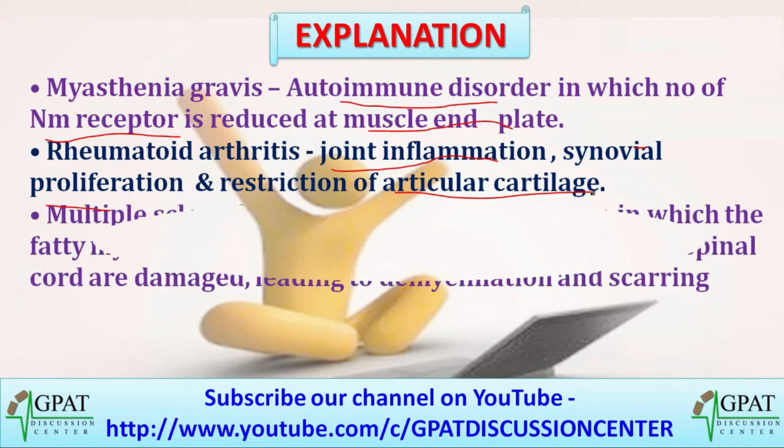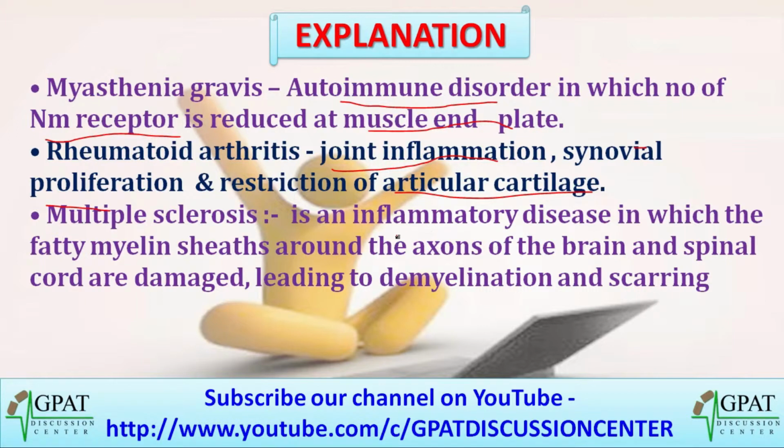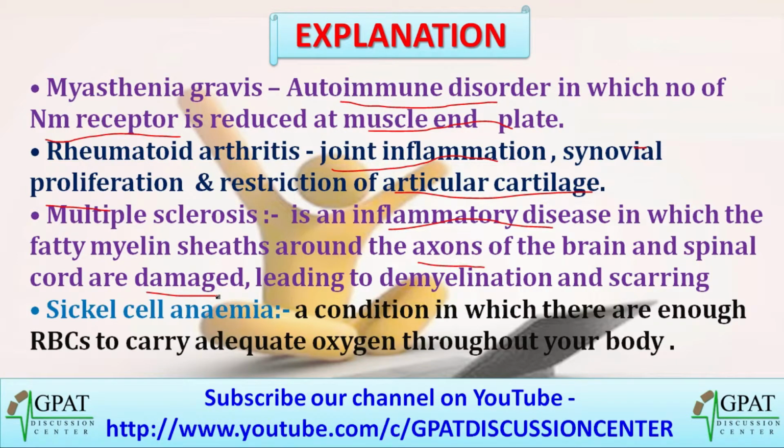Talking about multiple sclerosis also, it is an inflammatory disease in which the fatty myelin sheath around the axons of the brain and the spinal cord is damaged, leading to demyelination and scarring, whereas sickle cell anemia is a condition in which there are not enough RBCs to carry adequate oxygen throughout your body. So it's all about the disease. So the correct answer is rheumatoid arthritis.